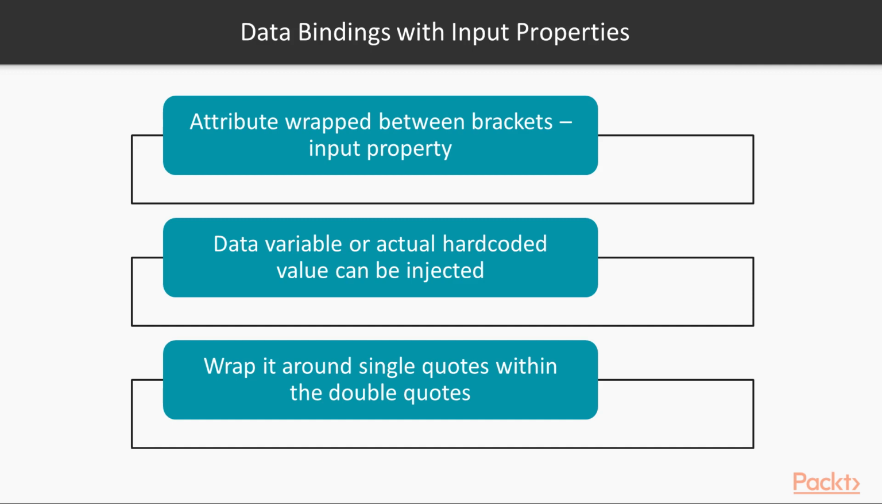Let's revisit the timer component functionality that we already saw in section 1, creating our very first component in Angular. Please note the attribute wrapped between brackets. This informs Angular that this is an input property. We can inject a data variable or an actual hard-coded value, in which case we'll have to wrap it in single quotes within the double quotes, should such a value be a text string.